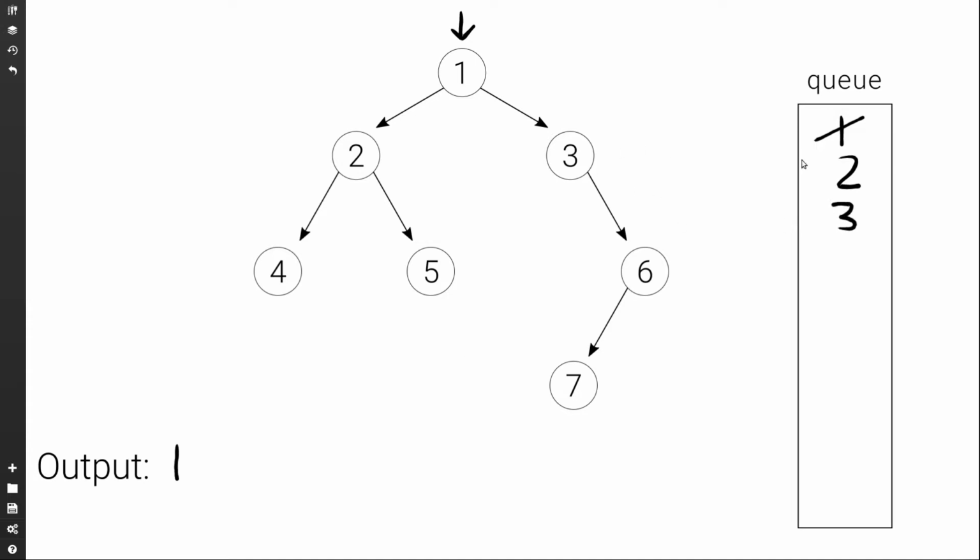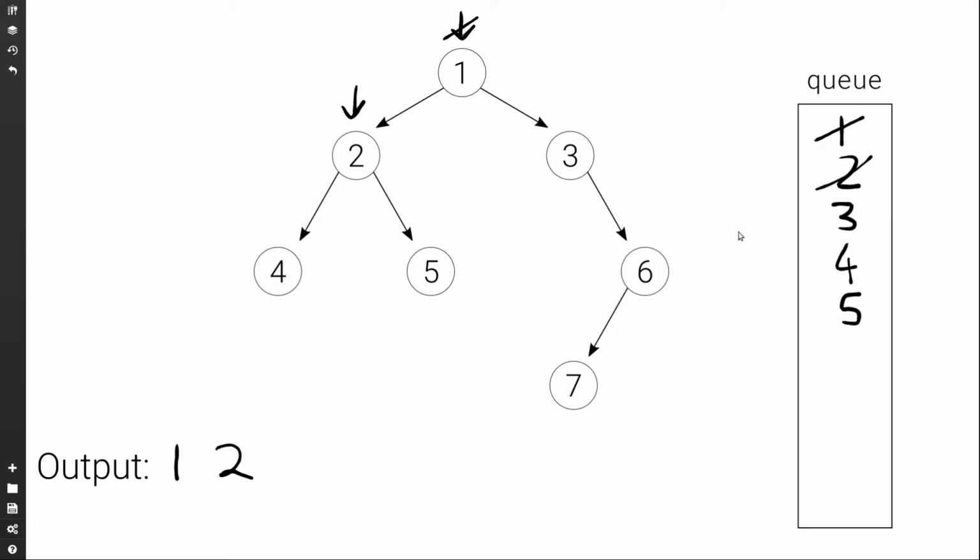Then again, we go to the queue and we set current to the front of the queue, which in this case is 2. We pop the front of the queue and we visit 2. Then we add the left child of 2 to the queue, followed by the right child.